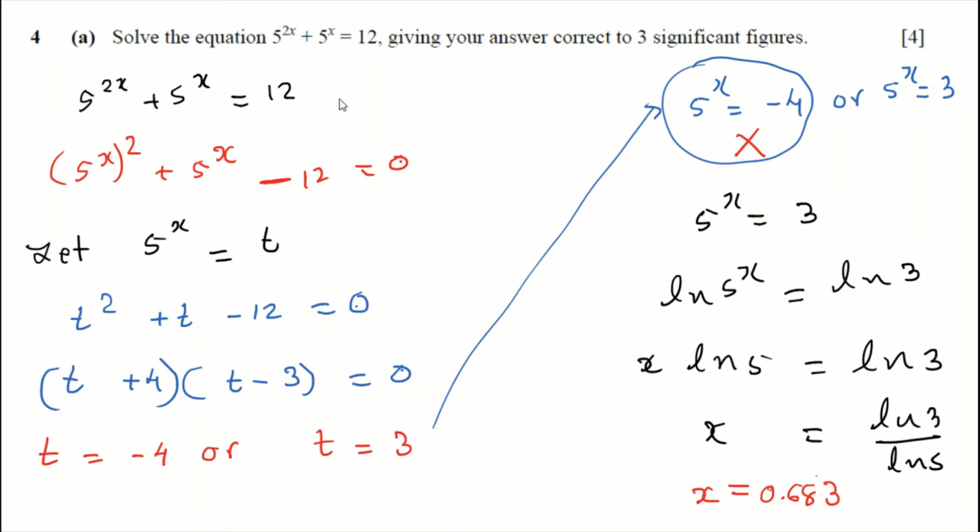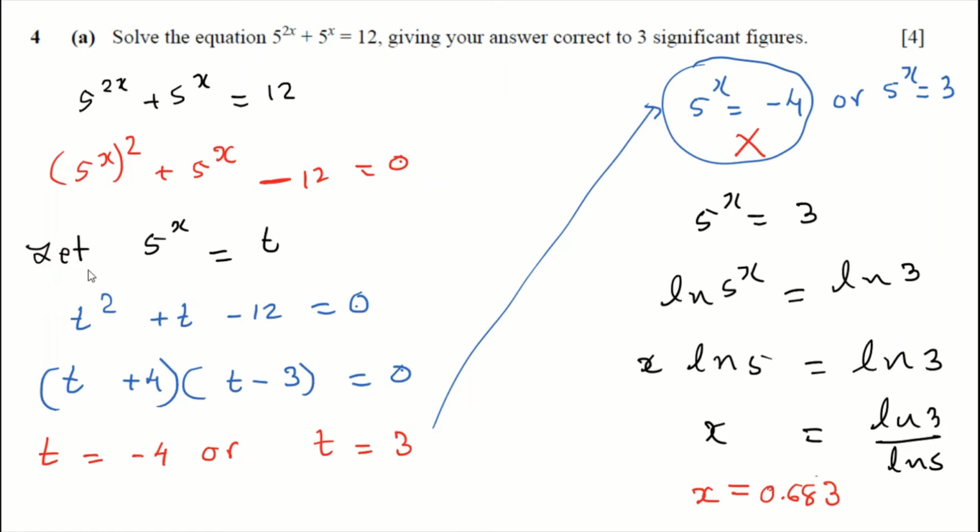You got to solve the equation 5 to the power 2x plus 5 to the power x equals 12. Now in order to solve this, you can simply convert this into a quadratic equation. You can take this 5 to the power 2x as (5 to the power x) to the power 2 plus 5 to the power x, and this 12 is taken to the left hand side, minus 12 equals 0.